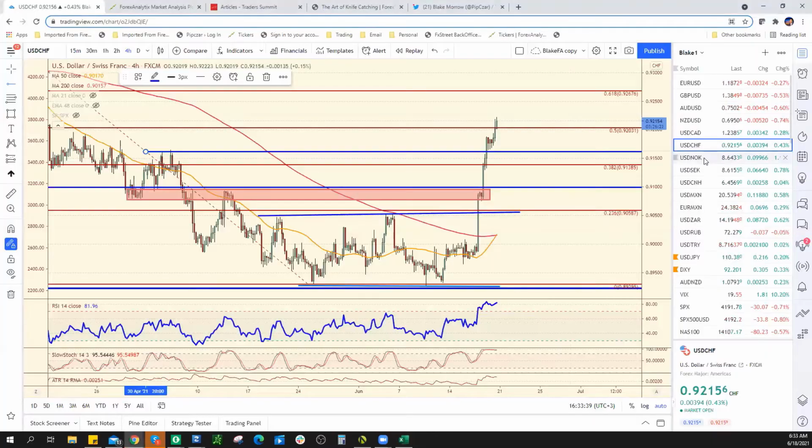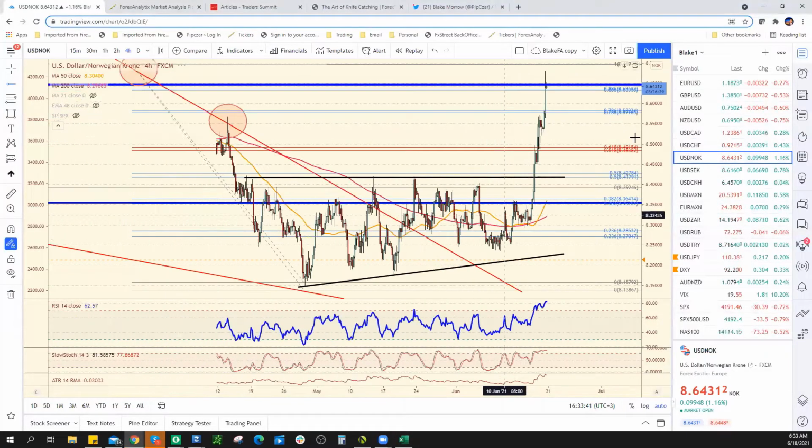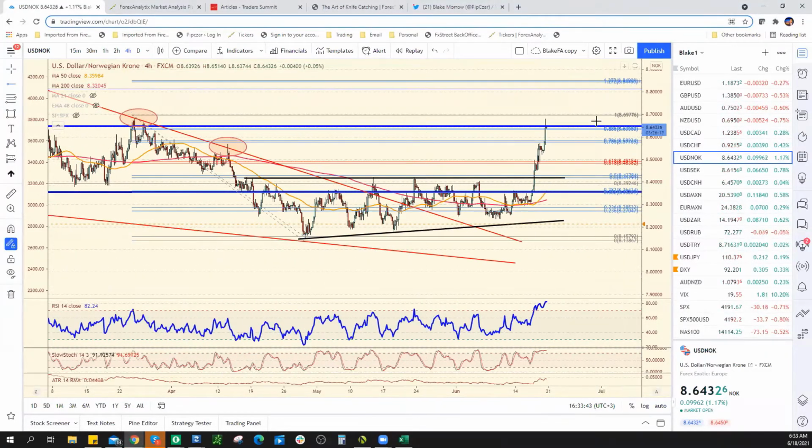Near term, dollar NOK. This is a squeezer. I sold this yesterday at like here. I was thinking that the 78% retracement was going to hold.